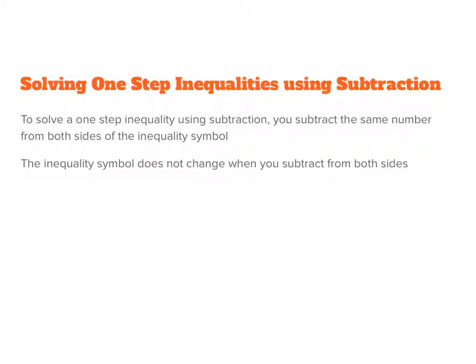Next thing we're going to do is we're going to solve a one-step inequality using subtraction. So in order to do that, we're going to subtract the same number from both sides of the inequality symbol. And once again, when we subtract, the inequality symbol does not change when we subtract from both sides. So keep that in mind as we move forward.